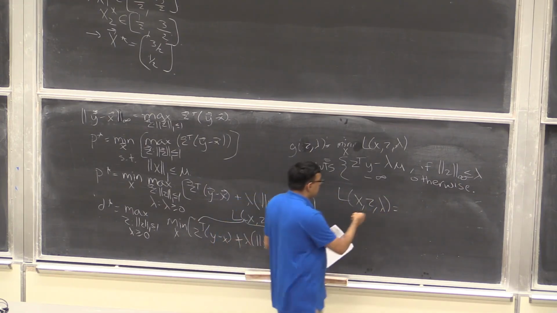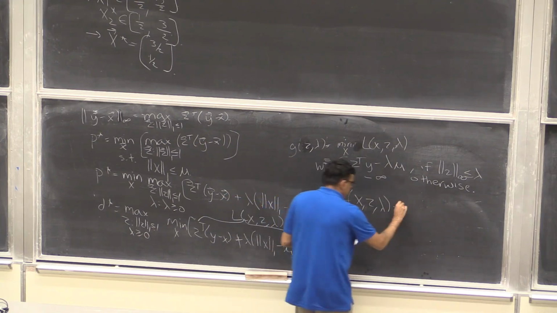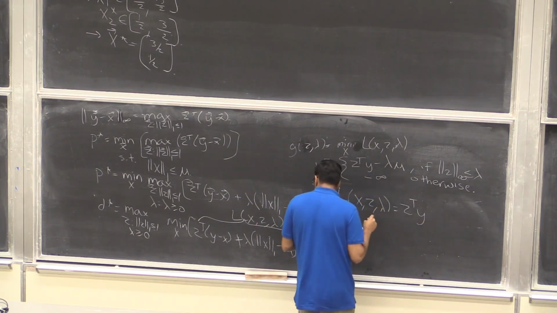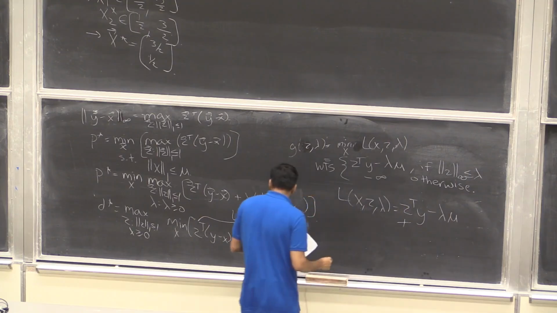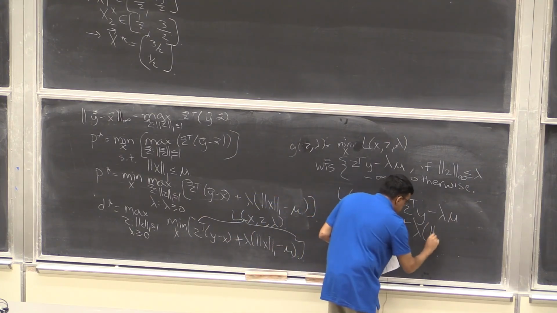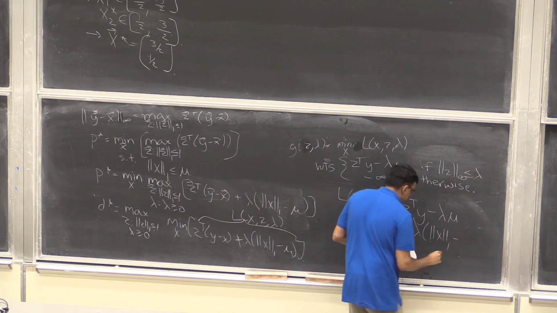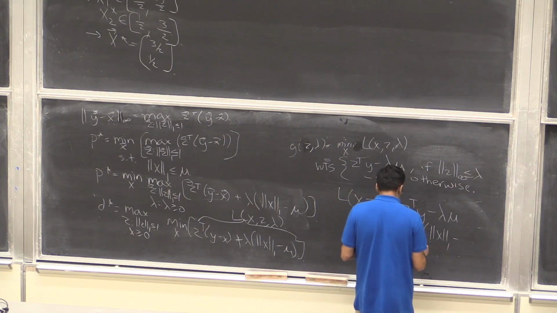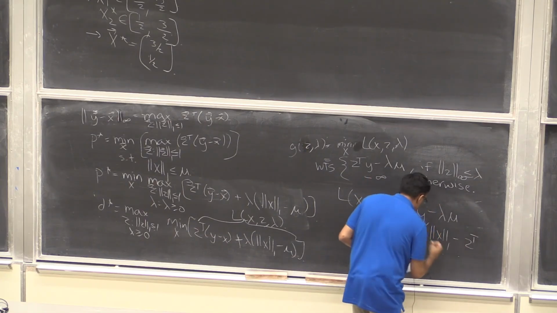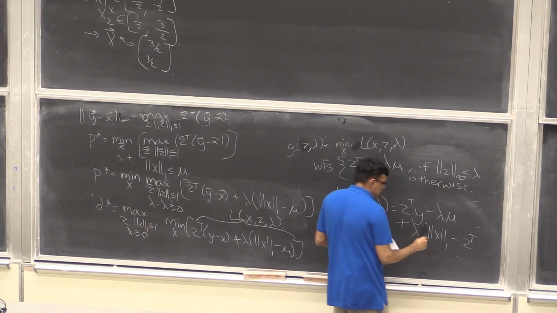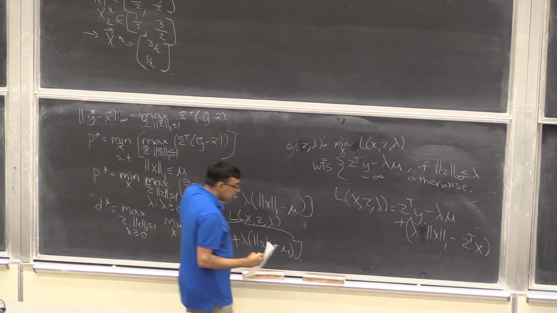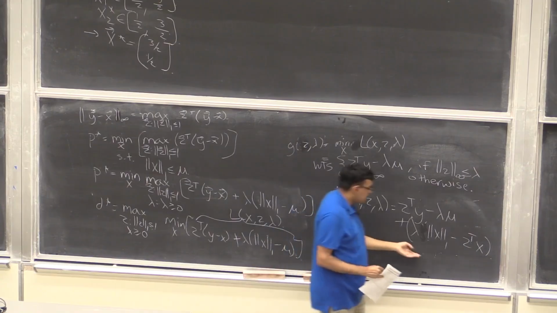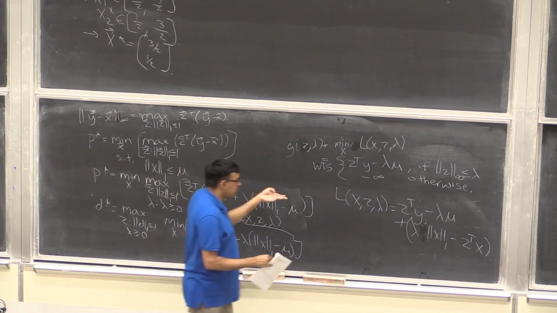And just write it in a term which is more amenable to this kind of form. So it's just Z transpose Y minus lambda mu plus lambda times 1 norm of x minus Z transpose x. And so we want to show that the minimum over this thing is either infinity or 0, depending on these cases.